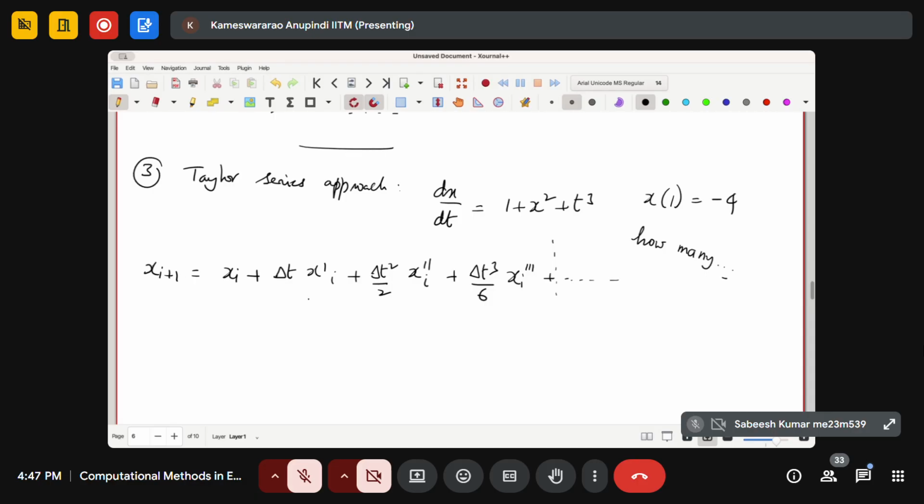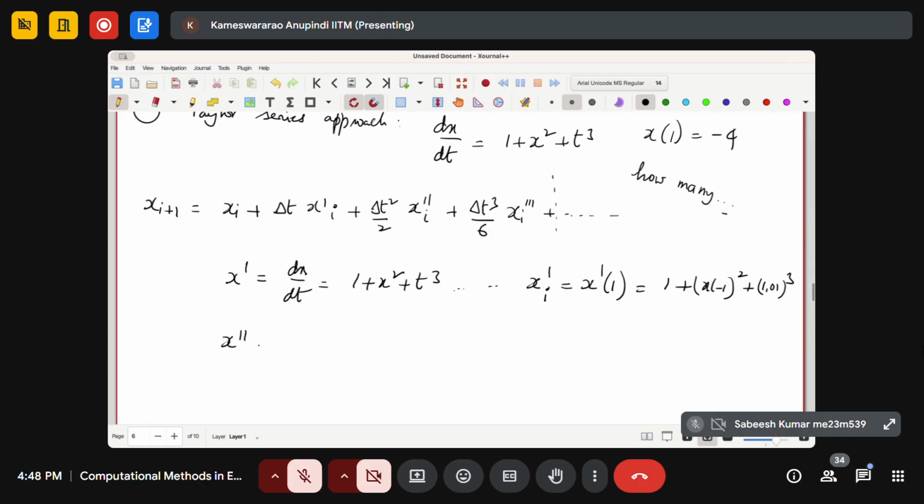Now we know what is on the right hand side. Did I write it correctly? x i plus 1 equals x i plus, yeah. We know that x prime is nothing but dx by dt, that is equal to 1 plus x square plus t cube. This can be evaluated at the ith location. That means x prime at i is nothing but x prime at 1, that is 1 plus x of 1 square plus 1.01 cube. So that is the first value.